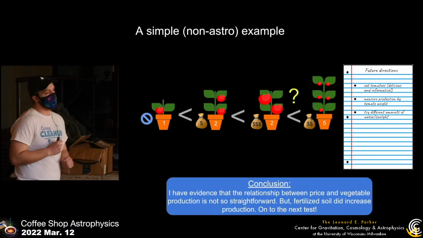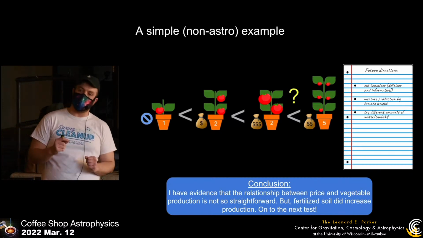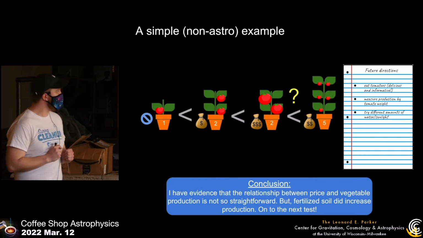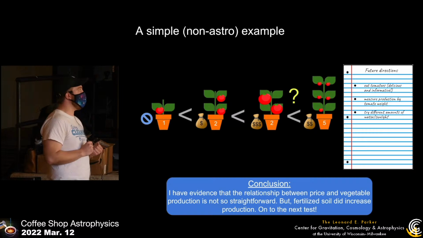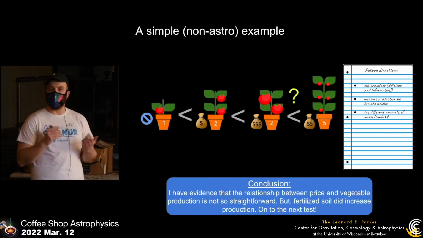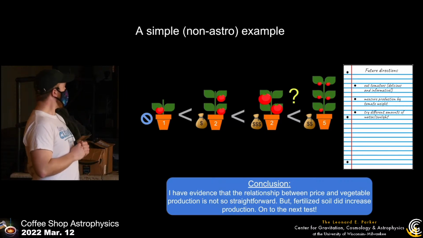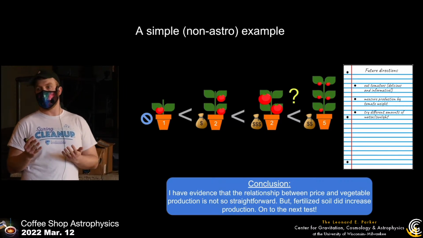So maybe I haven't directly answered the best way to get tomatoes from my crops, but at the very least, I have new information, I can design new experiments, and I can go forward next year trying out different things to continue to optimize my plant growth. So that's our non-astro example.